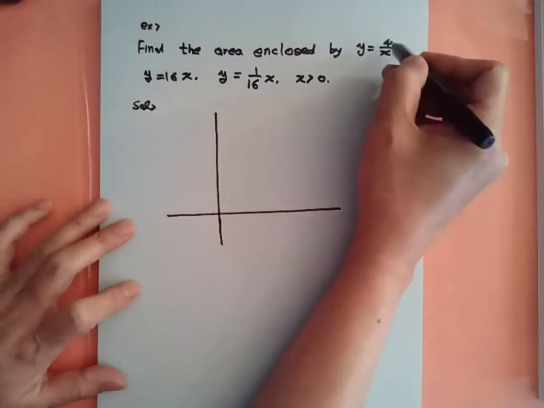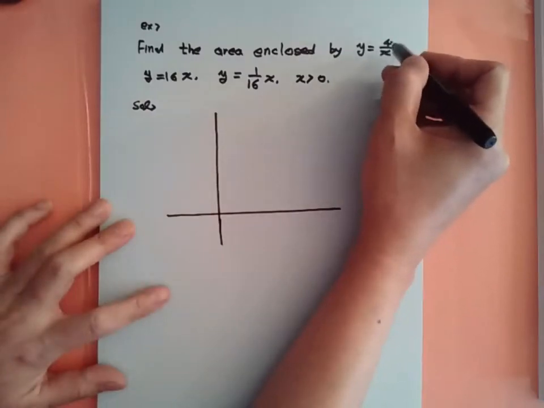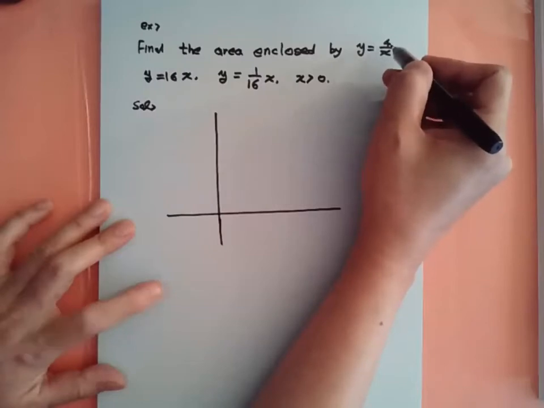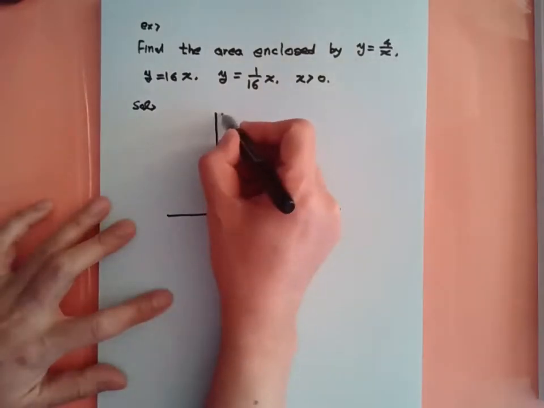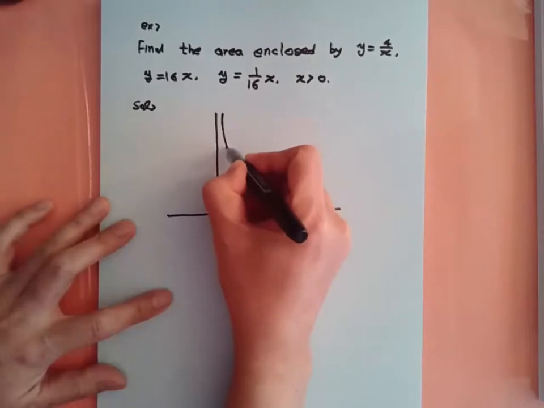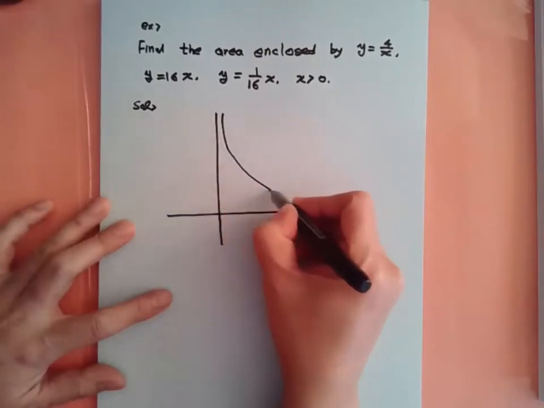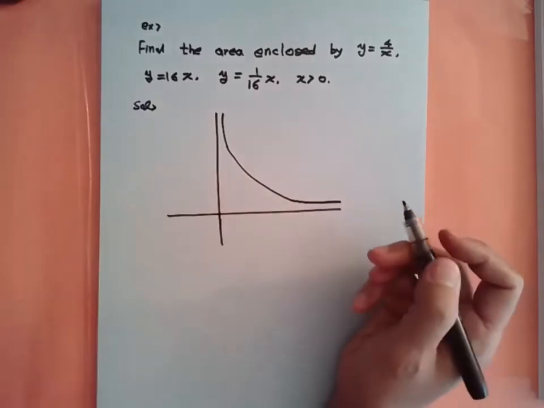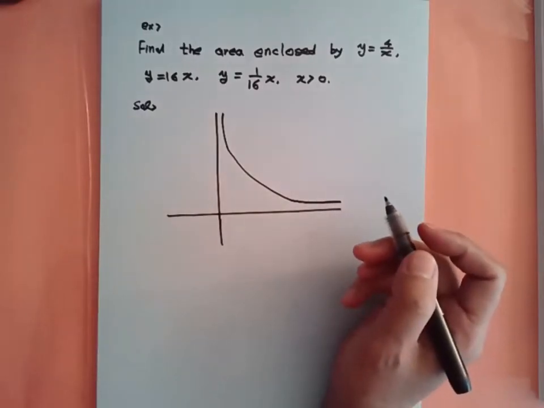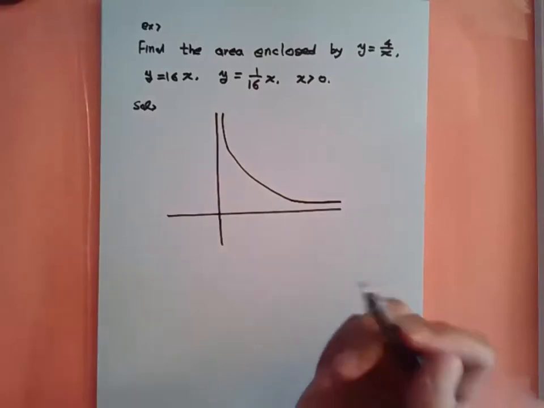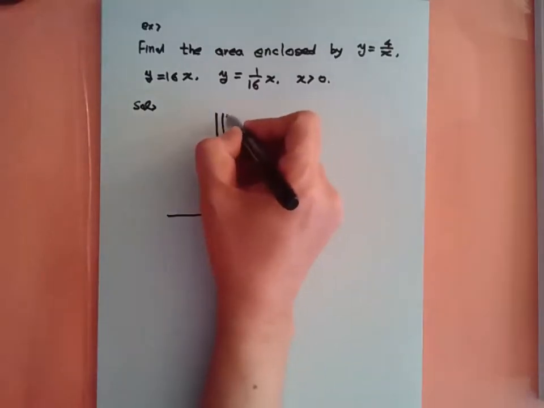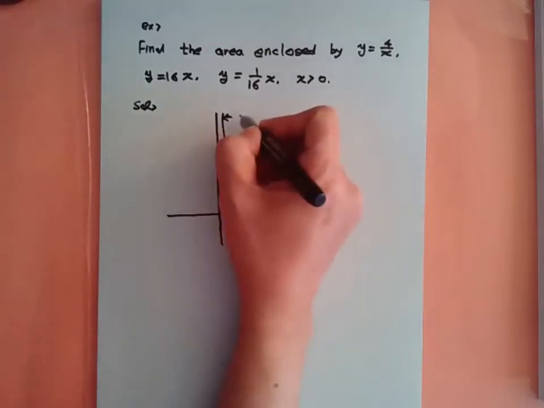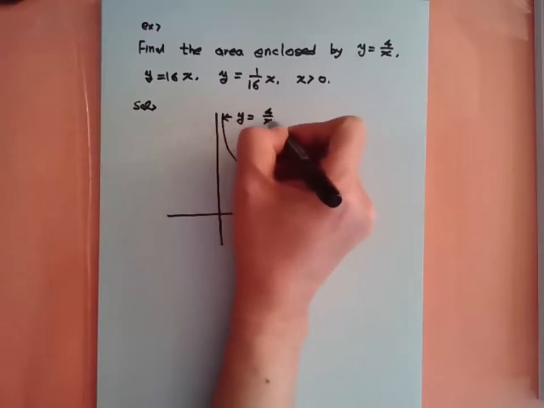This looks like a 1 over x, but there is a 4, so probably it changes a little bit faster, but the general graphical shape should be identical to 1 over x. When x gets larger and larger, the y value becomes smaller and smaller. This graph is y equals 4 over x.